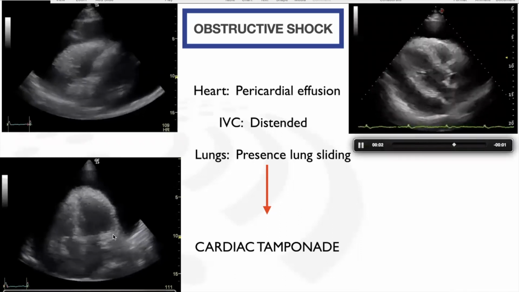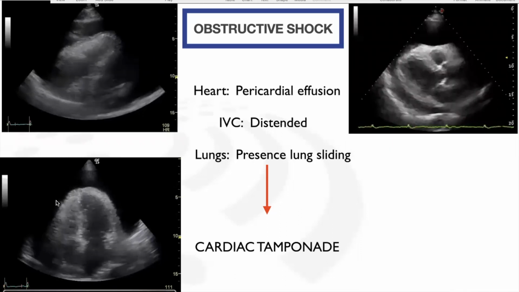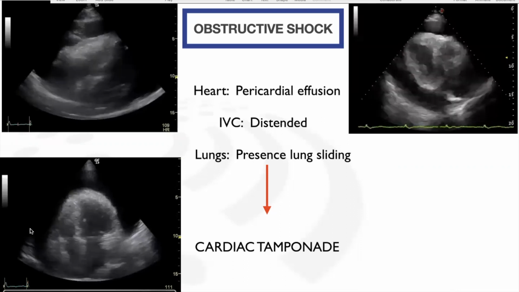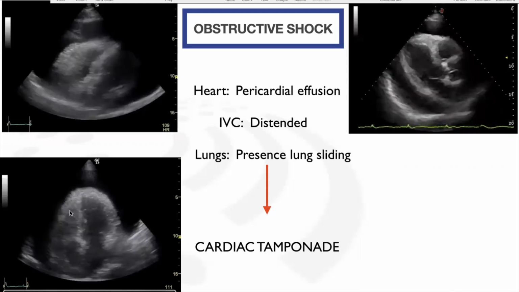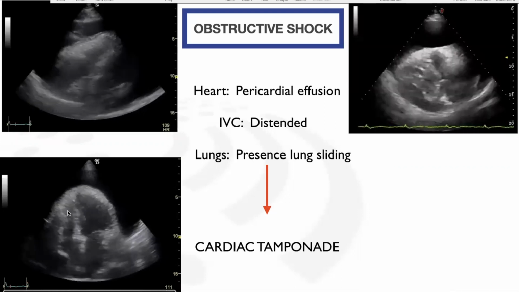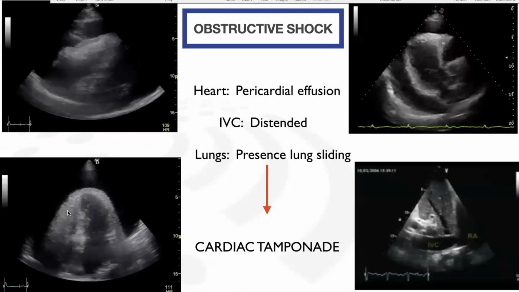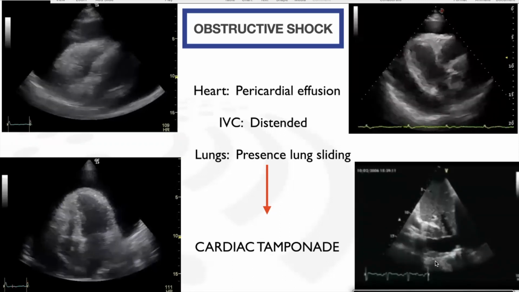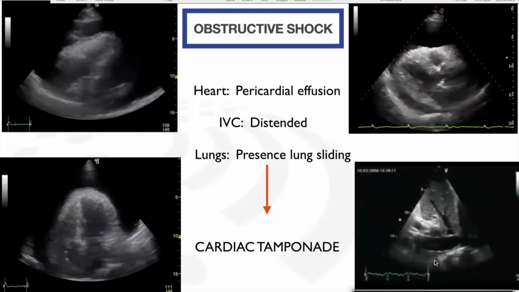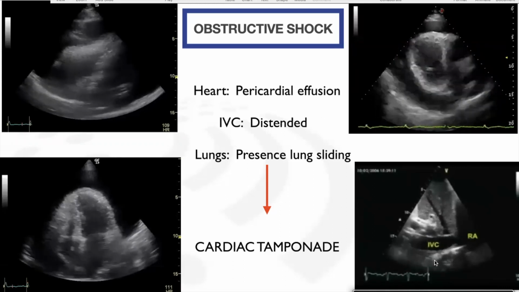Again, this is the apical four-chamber view. You will see a very big pericardial effusion with a very small RV because it has been compressed by the pericardial effusion. The IVC is also distended because of increase in intrathoracic pressure. So this suggests cardiac tamponade in the presence of hypotension.